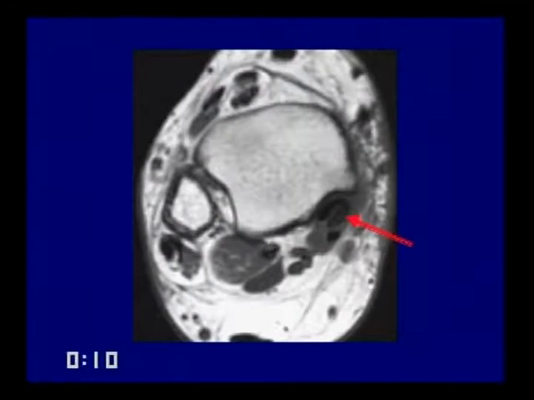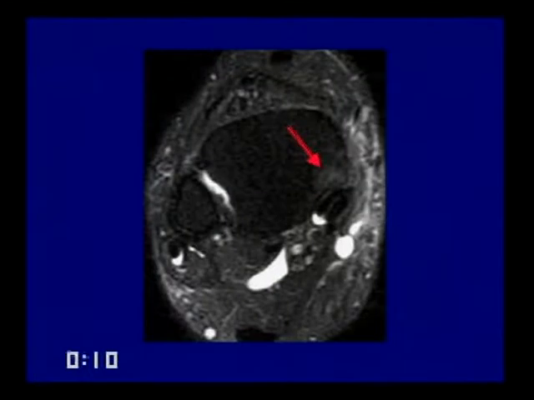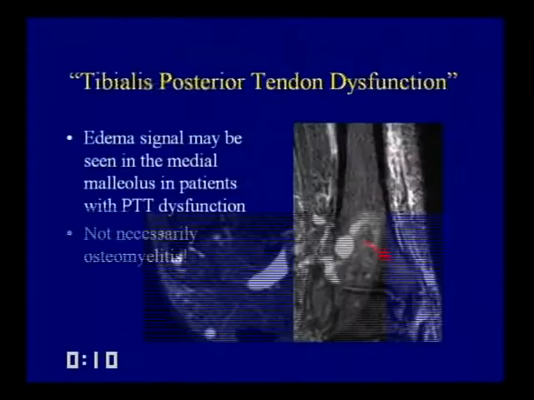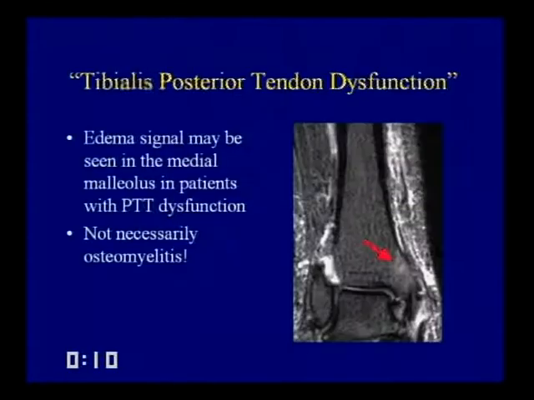The tendon is cleaved. And if you look very carefully in the T2 weighted images, there's a little bit of edema right here in the medial malleolus. Here it is on the axial images, and here it is on the coronal images. Now, you can see this edema signal in the medial malleolus in patients with posterior tibialis tendon dysfunction. This does not necessarily represent osteomyelitis. If you have a chronic tendon process, the adjacent bone marrow can get edematous.